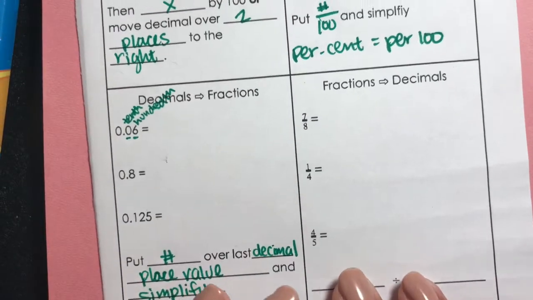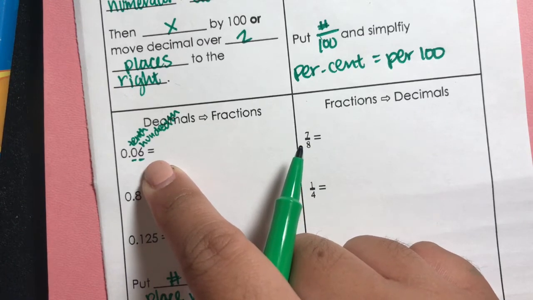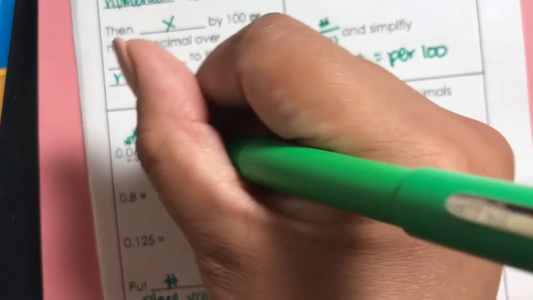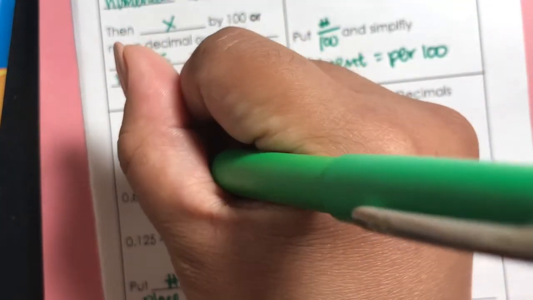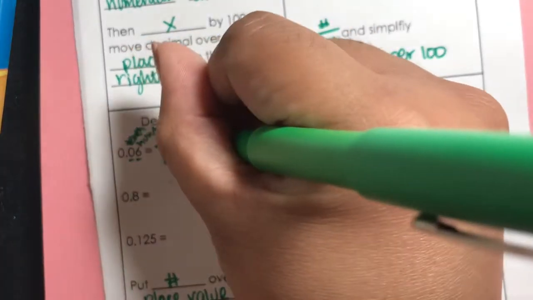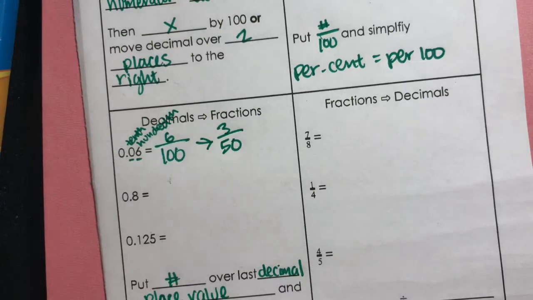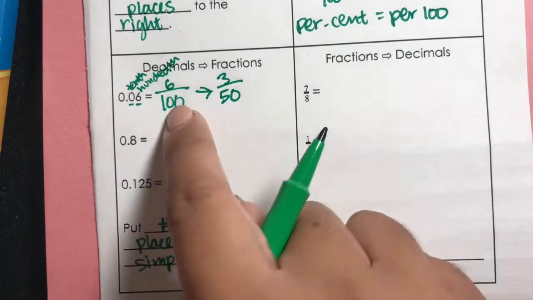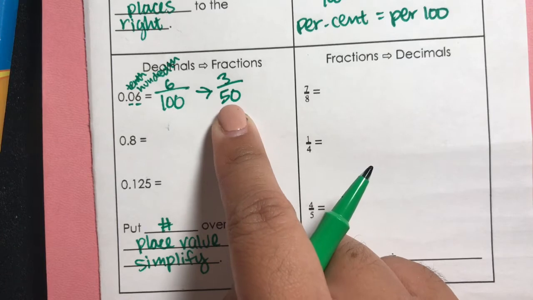For example, for 0 and 6/100ths, saying hundredth already gives you a hint of what the fraction is going to be. It's going to be 6 over, you guessed it, 100. But that can be simplified into 3 over 50, so 3/50ths. Remember, you have to simplify, because 6 over 100 is technically correct, but you do need to simplify it.